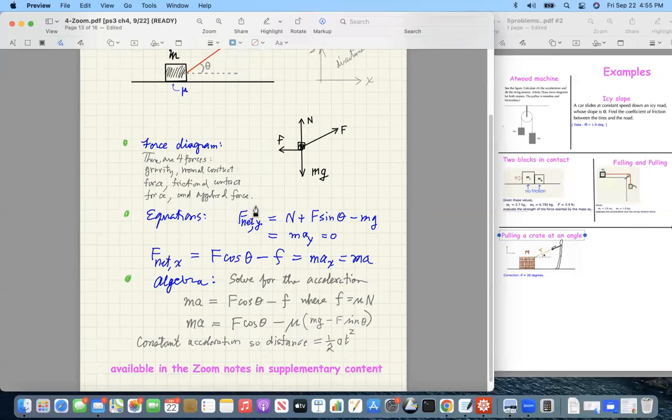And now we take these equations and use algebra. Say we want to calculate the acceleration. Well, then ma is F cosine theta minus f. And f is mu n, where this would be something sliding, so this would be the coefficient of kinetic friction. And n I know from this equation. So I can say ma is F cosine theta minus mu n. And n, since this quantity has to be 0, n is mg minus F sine theta.